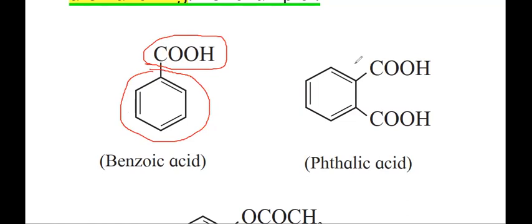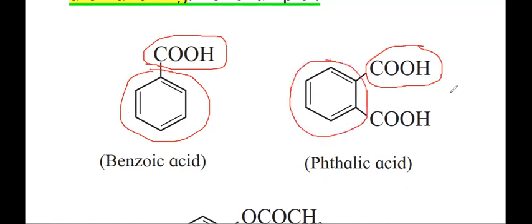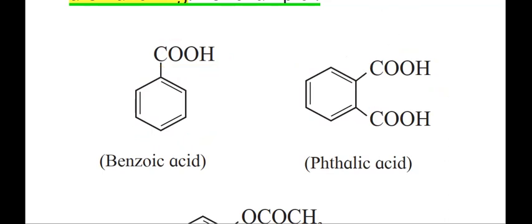Another example, phthalic acid. See the pronunciation: phthalic. Its name is phthalic acid, and the PH is silent. In it also the COOH, our functional group, is attached directly to the aromatic ring, but it contains two COOH groups.